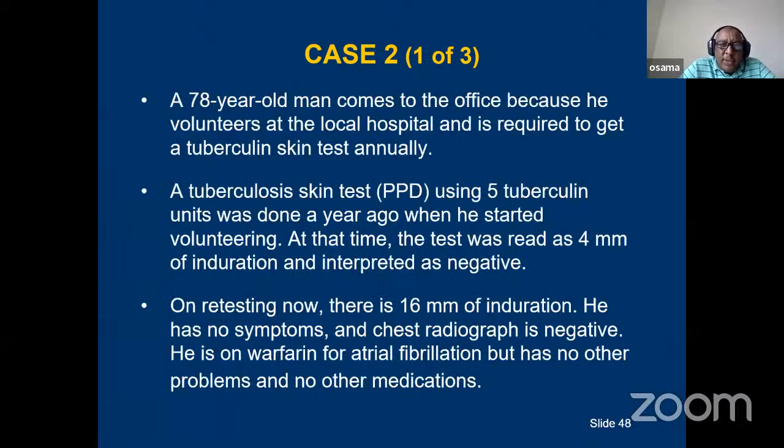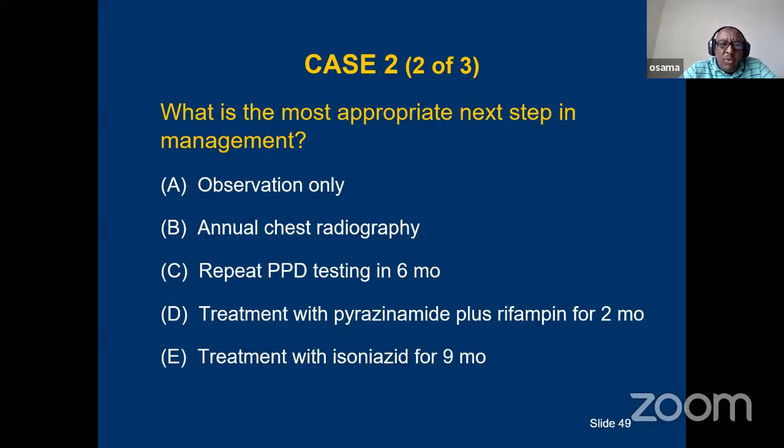So here you can say this patient just has a positive tuberculin PPD and there is no other finding. So are you going to choose observation only, annual chest radiograph, repeated PPD testing in 6 months, treatment with pyrazinamide plus rifampin for 2 months, or treatment with INH for 9 months? So the answer is INH for 9 months.